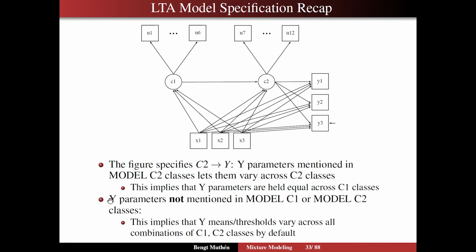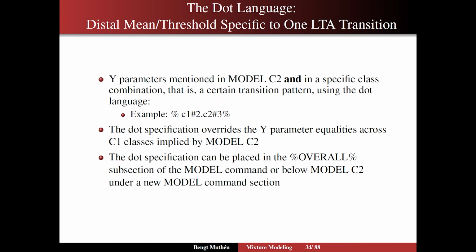Now, Y parameters not mentioned in model C1 or model C2 classes implies that the means and thresholds for the distal outcomes Y vary across all combinations of the C1, C2 classes by default. So what if you wanted something in between of those two extremes? Well, let's look at slide 34. We introduced the dot language, and in this case we want a distal mean or a threshold specific to one specific LTA transition.